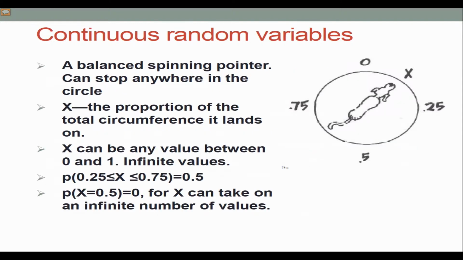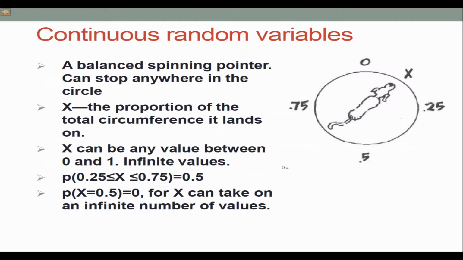Here I just want to use an example to illustrate the properties of a continuous random variable. Look at this picture. This is a balanced spinning pointer. It can stop anywhere, right? So we let x, a random variable, be the proportion of the total circumference it lands on. What's the possible value for x? Then x could be any number between 0 and 1. But there are infinite possible values for x. Given any 2 very close numbers, you can always find a number in between them. So x is continuous. The values are not discrete or isolated, so you cannot enumerate all the possibilities for x. So x is a continuous random variable.